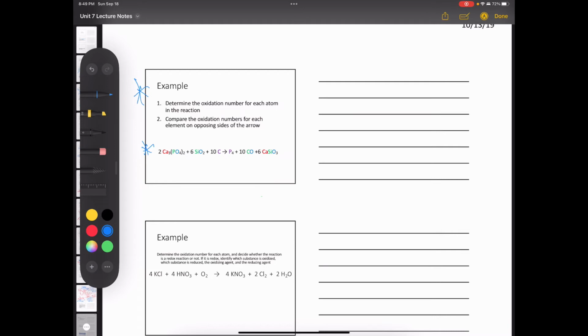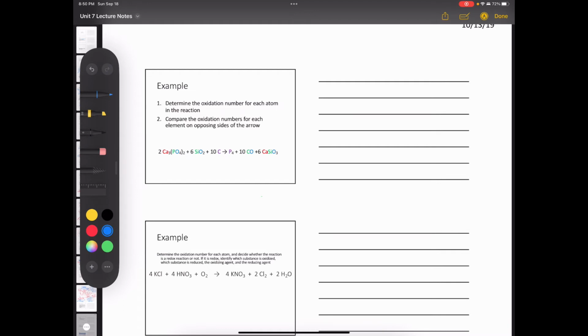Then, like I said, you will compare the oxidation numbers on both sides of the arrow to see where your reducing agent, oxidizing agent, and so on are. So all the practice problems and all the practice that we have been doing on counting and figuring out oxidation numbers comes in handy when you're looking at a redox equation.